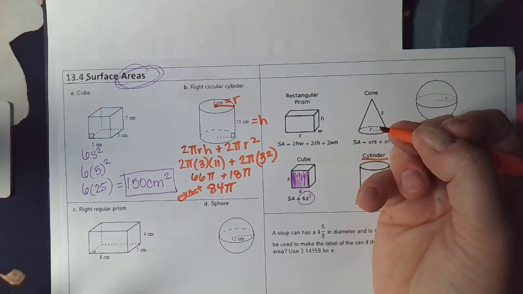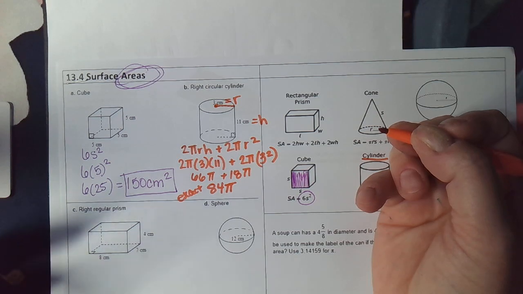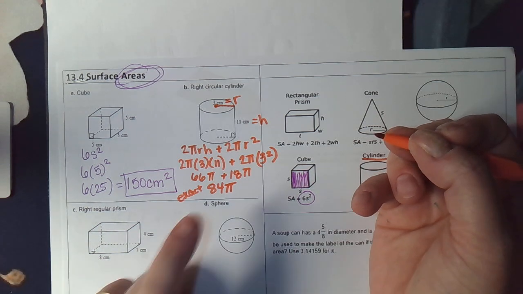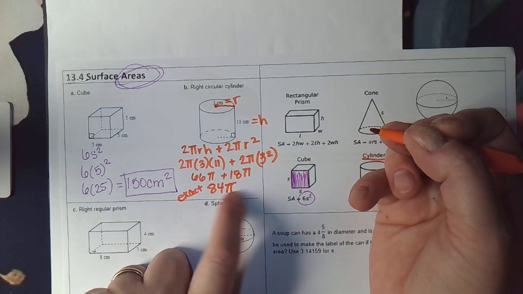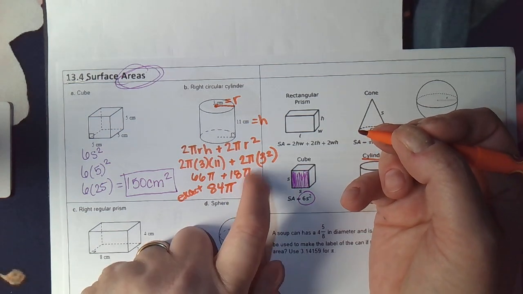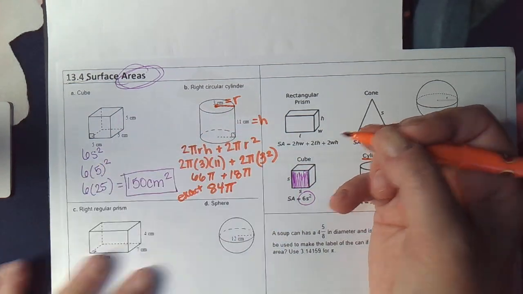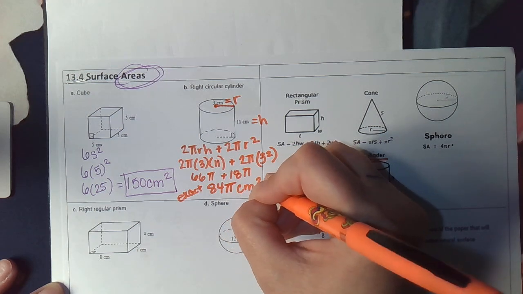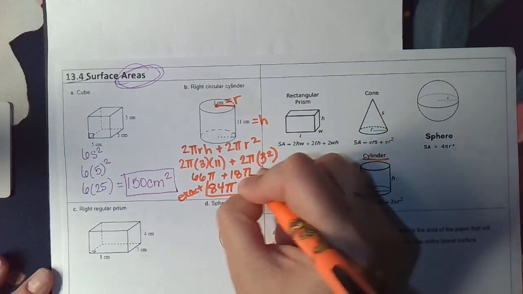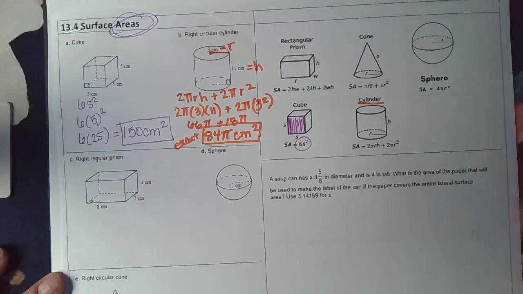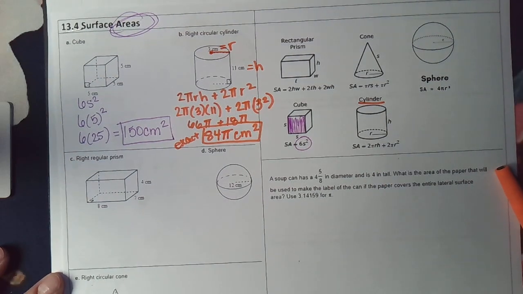If you want a decimal or an approximate, you put this in the calculator, or say 84 times 3.14. Okay, what are our units? We're centimeters, and area is squared because it's 2-dimensional. All right, let's keep going. Part C, rectangular prism.